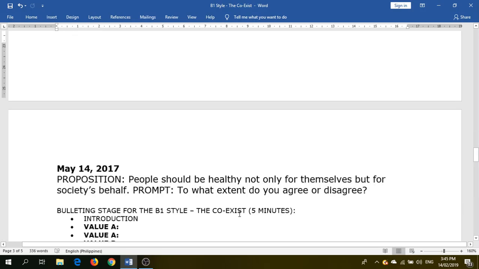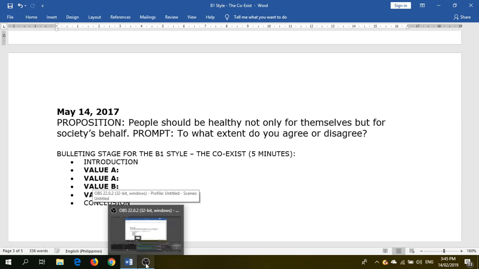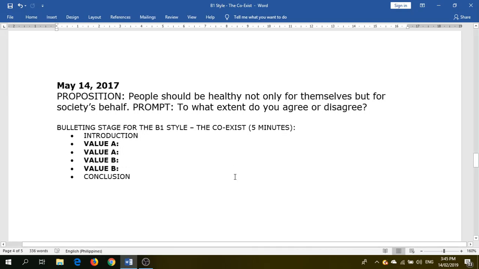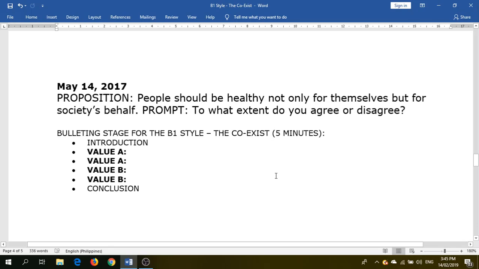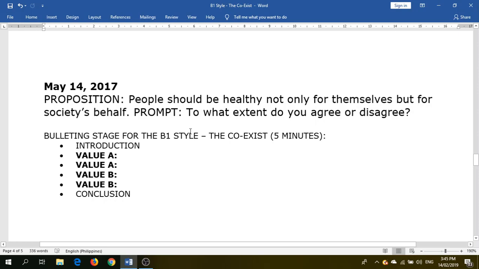I have a sample essay over here, and there it is. This one came out in May 14, 2017. People should be healthy not only for themselves but for society's behalf. And the prompt is, to what extent do you agree or disagree? So, students of mine who actually went through this essay suddenly realized that it is indeed a crossover essay. For example, you can see here that people should be healthy not only for themselves, and then they also saw that people should be healthy for society's behalf there.